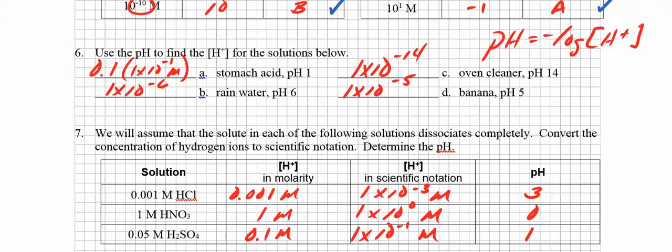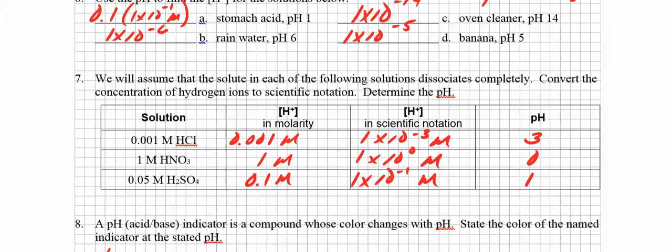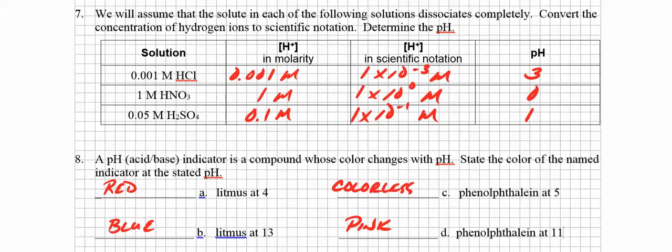All right, let's take a look at number 7. Number 7 says, we will assume that the solute in each of the following solutions dissociates completely. Convert the concentration of hydrogen ions to scientific notation and determine the pH. So here we go. They're telling me that the concentration of the solution is 0.001 molar hydrochloric acid. So they want to know what is the hydrogen ion concentration.